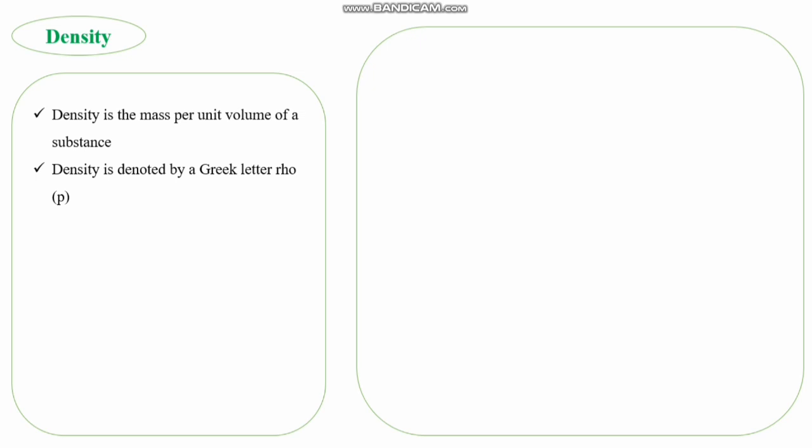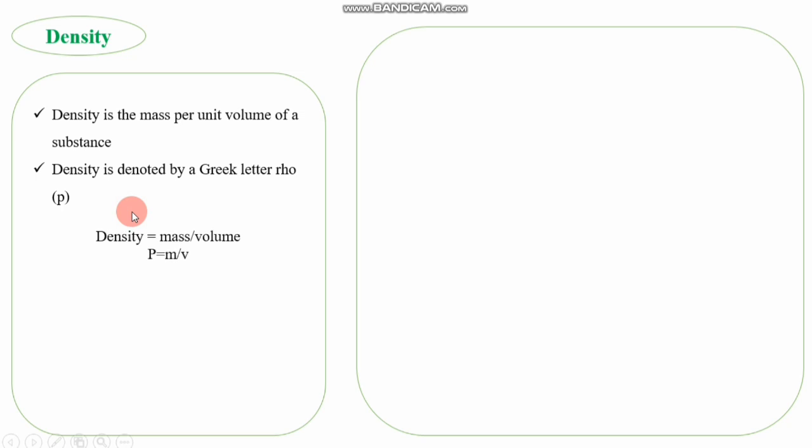The SI unit of density comes from mass and volume, so it is kilogram per cubic meter. The symbol is rho. This one is P, because I did not find the correct symbol, so I use just P, but it is not the right one. The density is denoted by the Greek letter rho. You can find that in your textbooks.